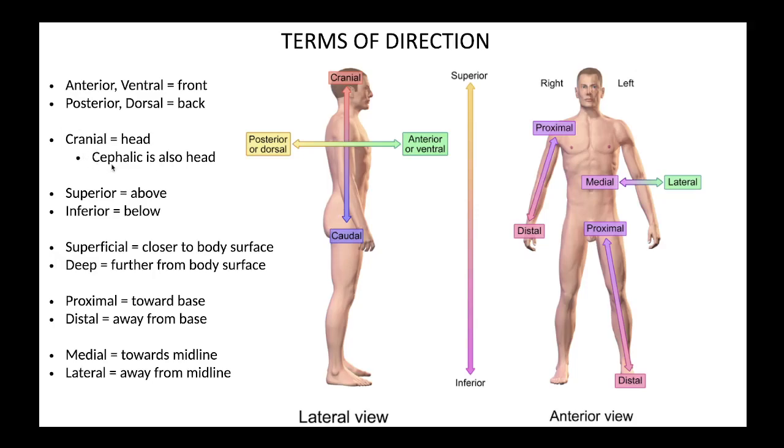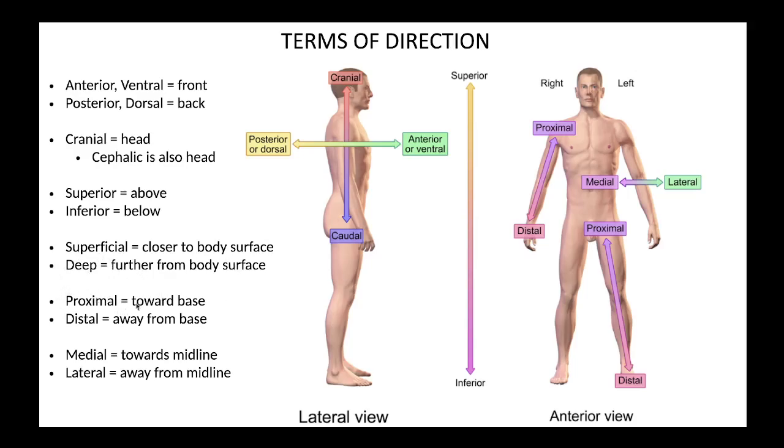So cranial, also known as cephalic. Superior is above, inferior is below. Superficial is going to be closer towards the body surface. So if you think about the superficial circulatory system, you can think of capillary beds, which are sitting superficially underneath your dermal layers. And then deeper layers are going to be further into the body.